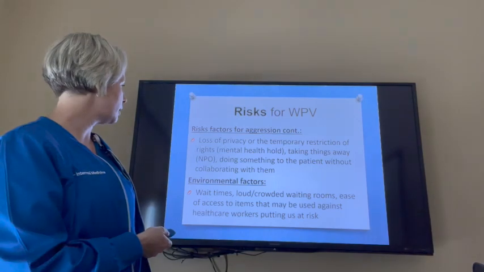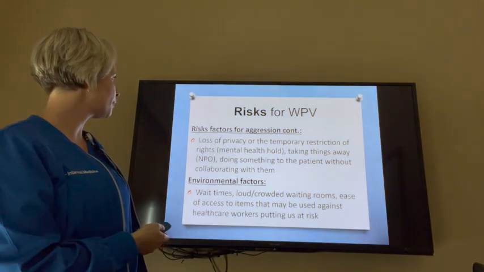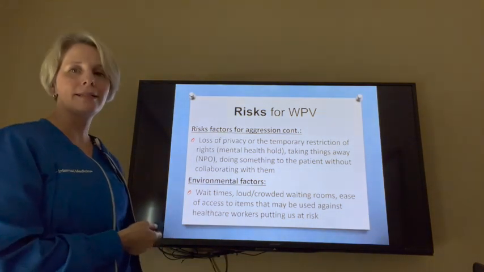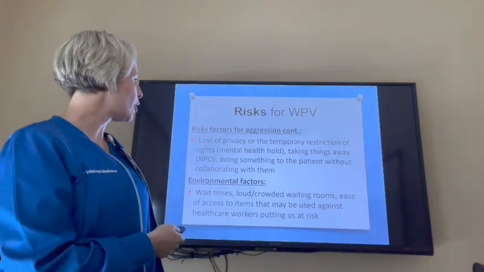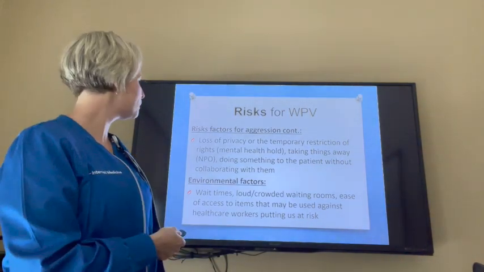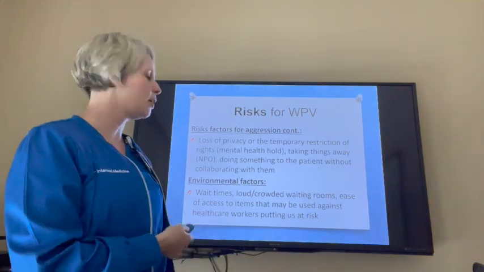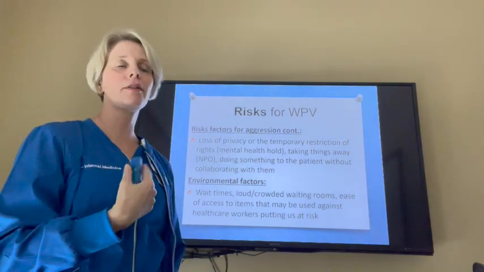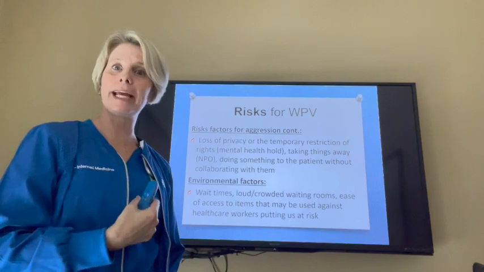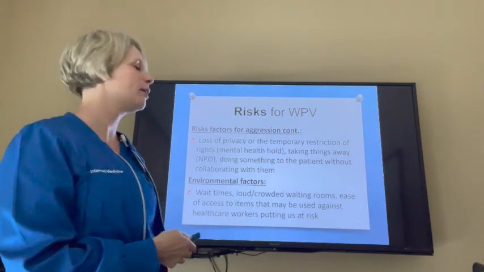Environmental factors that could potentially increase aggression: wait times, crowded waiting rooms, ease of access of items that could potentially be used against us, like the stethoscopes we wear around our necks, lanyards, and scissors that we carry in our pockets.